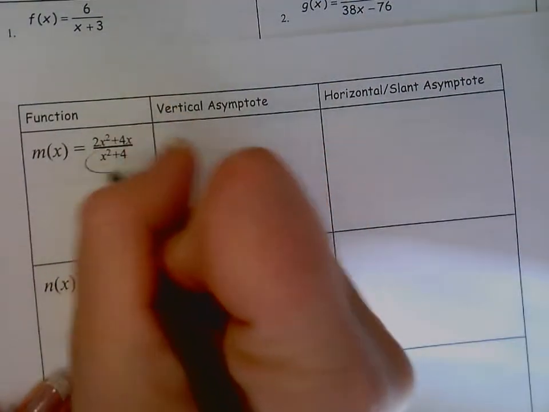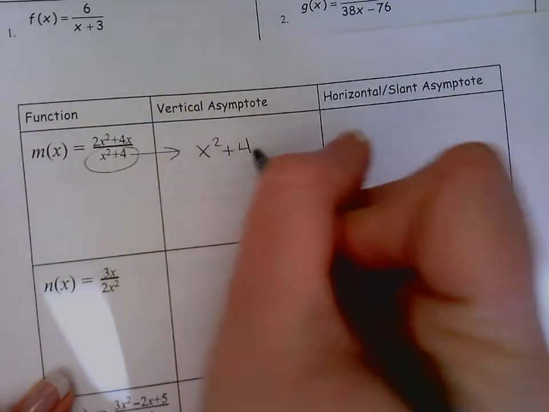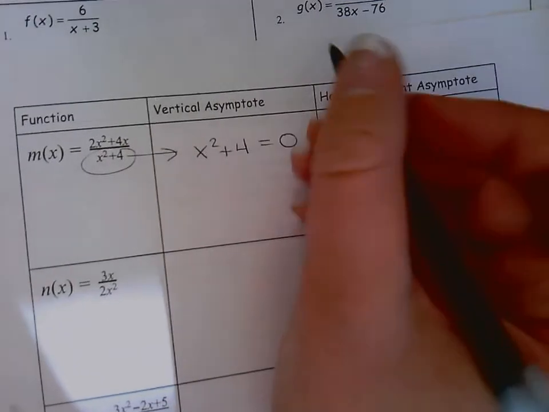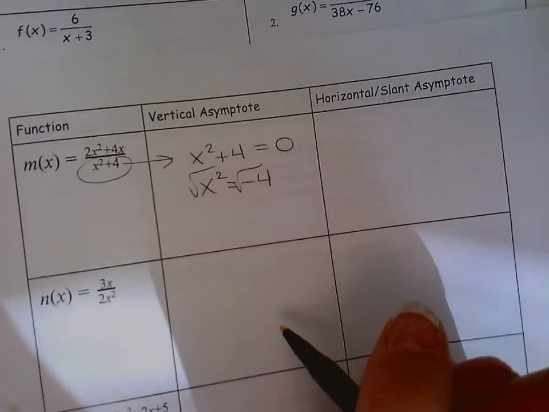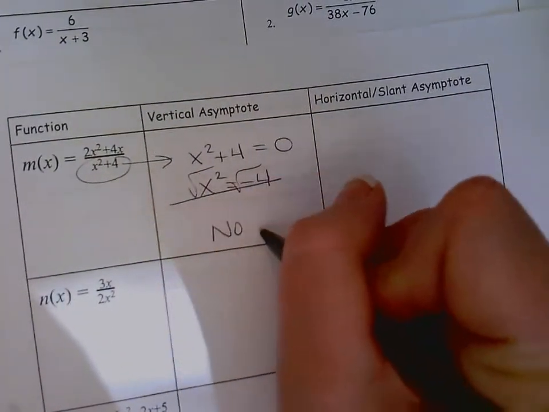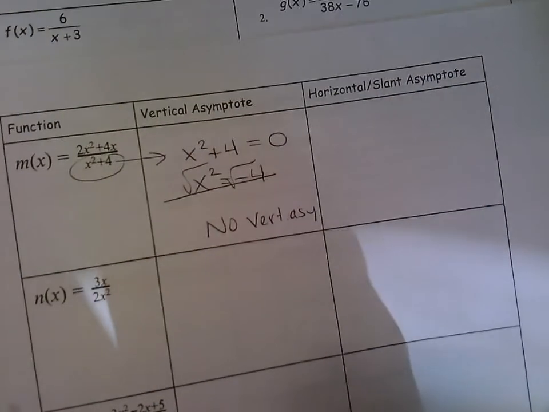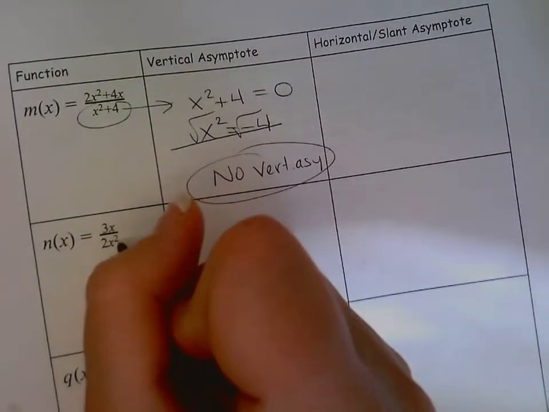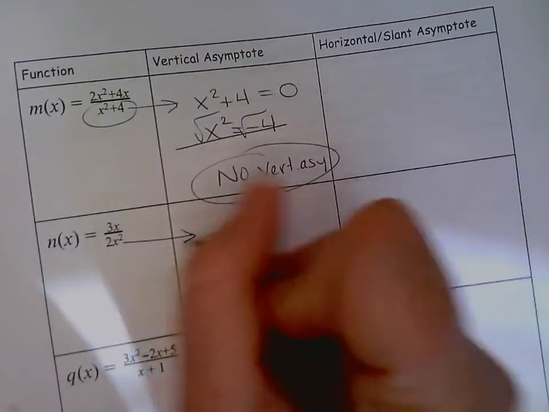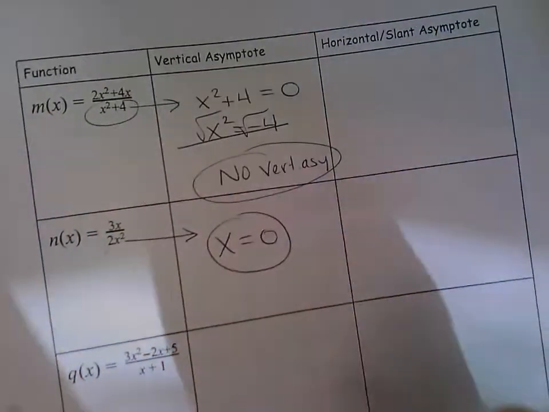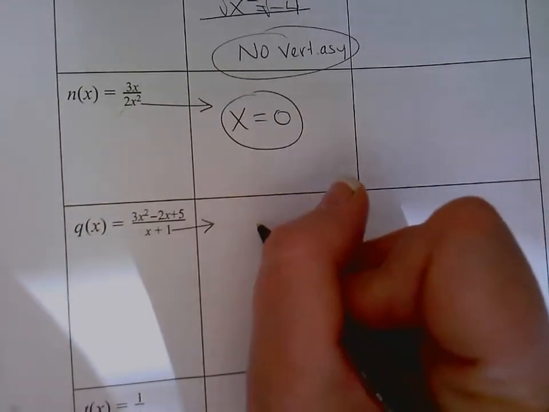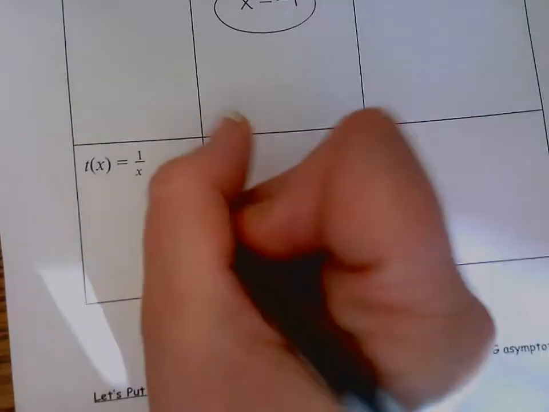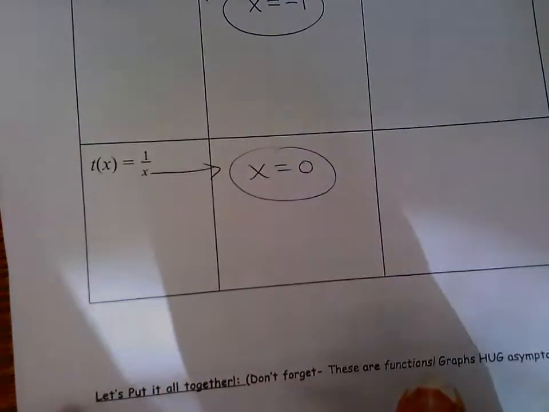All right, x squared plus 4. x squared plus 4 equals 0. I can't actually do that, because if I try subtracting 4 to the other side, I can't take the square root of -4. There's no solution. So there's actually no vertical asymptotes. And on n, if x were 0, the denominator would be undefined. So x equals 0 is the vertical asymptote. On q of x, it would be at -1. And at t of x, it would be at 0. So hopefully you're getting better at finding the vertical asymptotes.